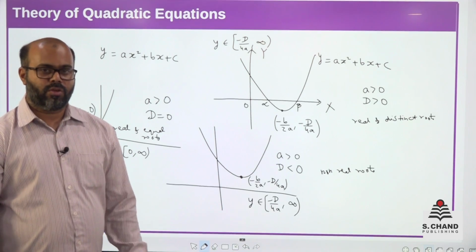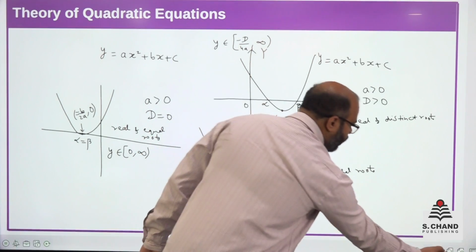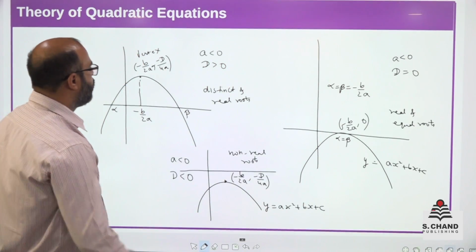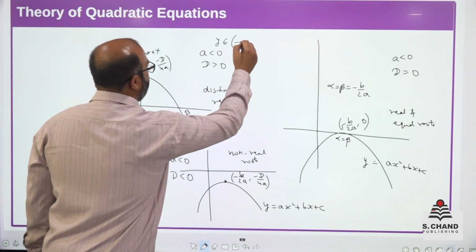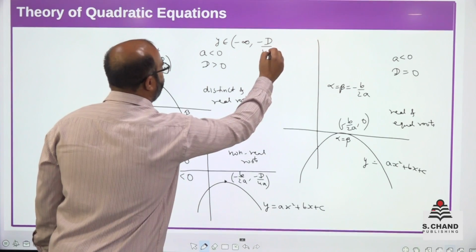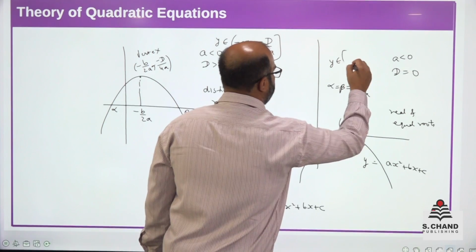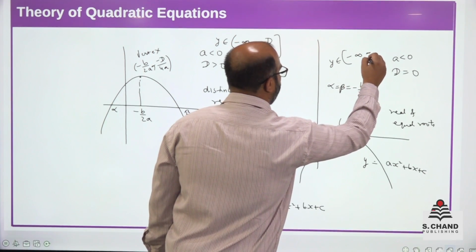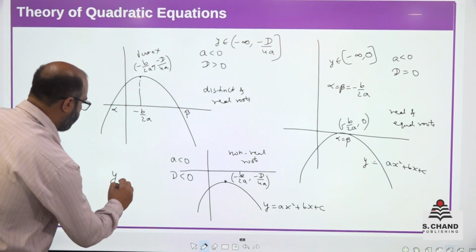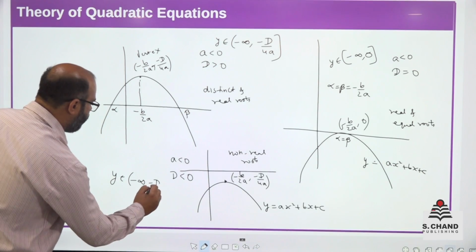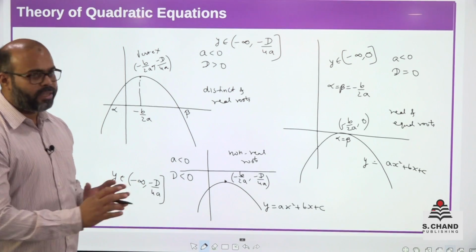X is real. Domain is real number. Every value of x will give you some real value of y. But y will not always be obtained for any value of y. From here you can see that y is belonging to minus infinity to minus d by 4a. Here it is y belonging to minus infinity to 0, actually minus d by 4a is 0, and here y belonging to minus infinity to minus d by 4a, whatever negative value this is having up till that. So these are its range also along with the graph.